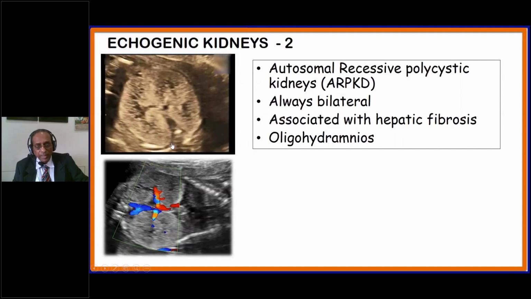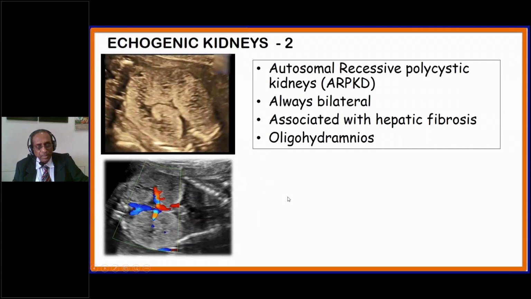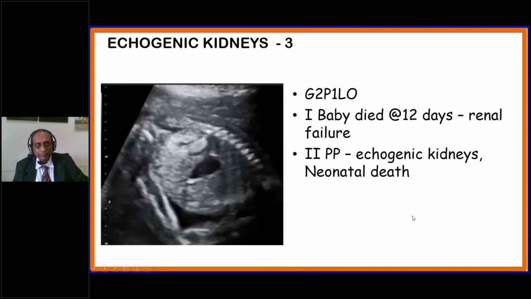Now, enlarged echogenic kidneys can have another variant, which is autosomal recessive polycystic kidney disease. It is always bilateral and can be associated with hepatic fibrosis and also oligohydramnios. So here you can see very large cystic kidneys, and at birth these are nothing but cystic dilatation of the renal tubules. So they form tiny microcysts, which can be identified on histopathology.